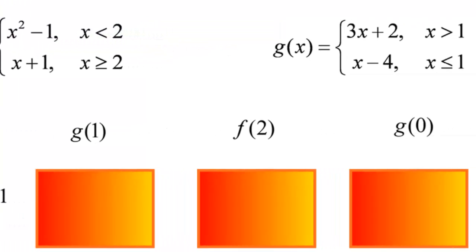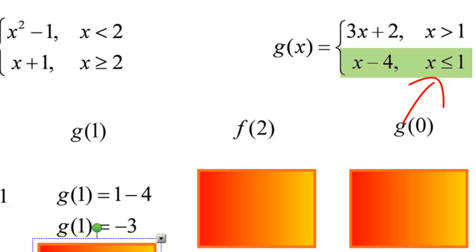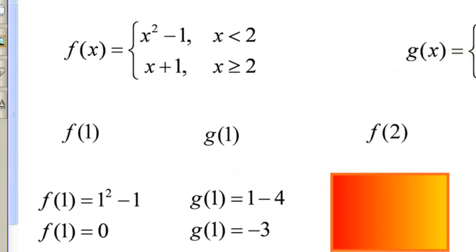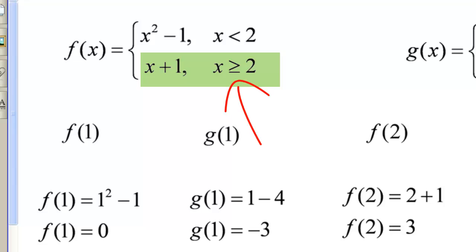When I have to evaluate g of 1, now I have to look at the g function. So I notice that 1 would have to go into the bottom piece because 1 is an input that is less than or equal to 1. So 1 subtract 4 yields negative 3. When I want to find f of 2, I have to go to the f function. I would use the bottom piece because my input is 2, and I use the bottom piece whenever an input value is greater than, or in this case, equal to 2. So 2 plus 1 yields 3.